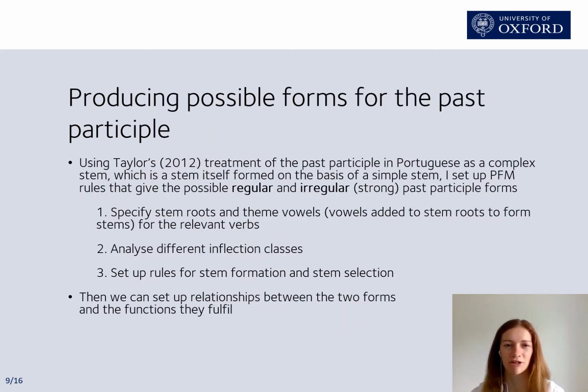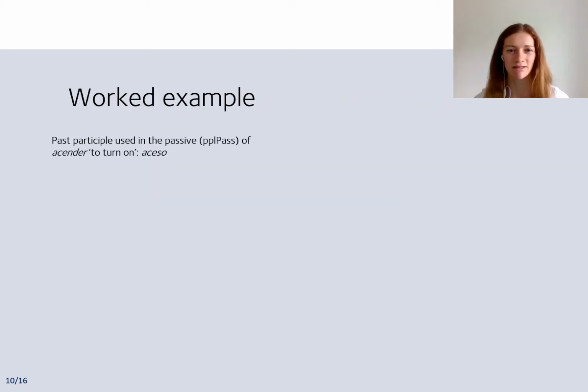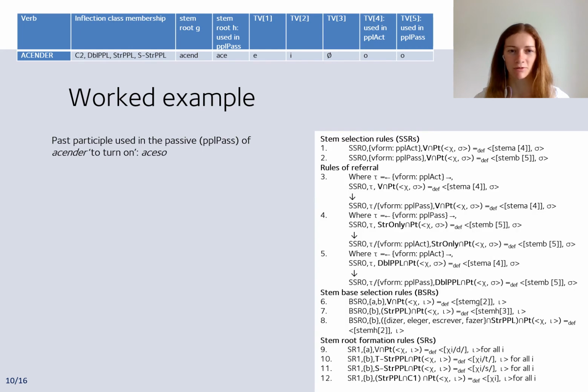Let's look at how we produce the correct forms for the past participle. I follow Taylor in analysing the Portuguese past participle as a complex stem, so I've set up some PFM rules that give us both the regular and strong past participle forms. Here's a worked example. We'll derive the past participle used in the passive of the verb acender, to turn on. Here's our lexical data, and here are our rules.